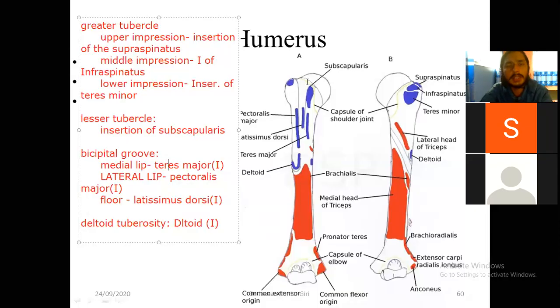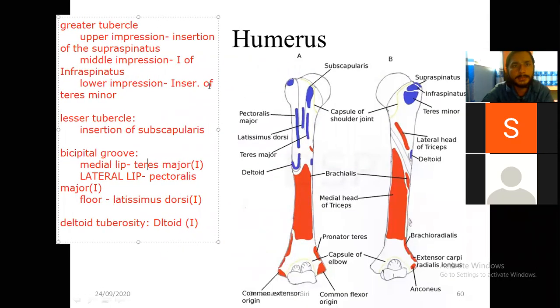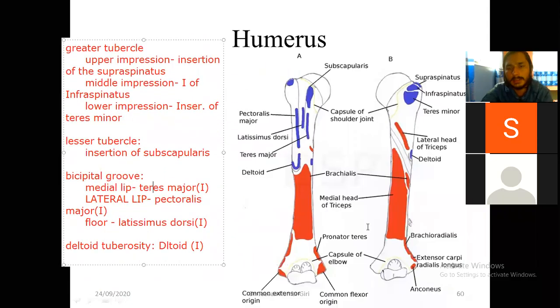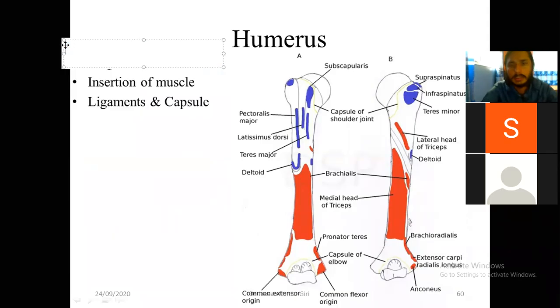Now this head forms the shoulder joint, isn't it? So there is the attachment of the joint capsule in the upper end also. You can write: the capsule of the shoulder joint. Up to here, insertion. Now we'll see the other muscles. See these red colored muscles; they all have their origin here. They have got an origin in the humerus. Now let's go further.